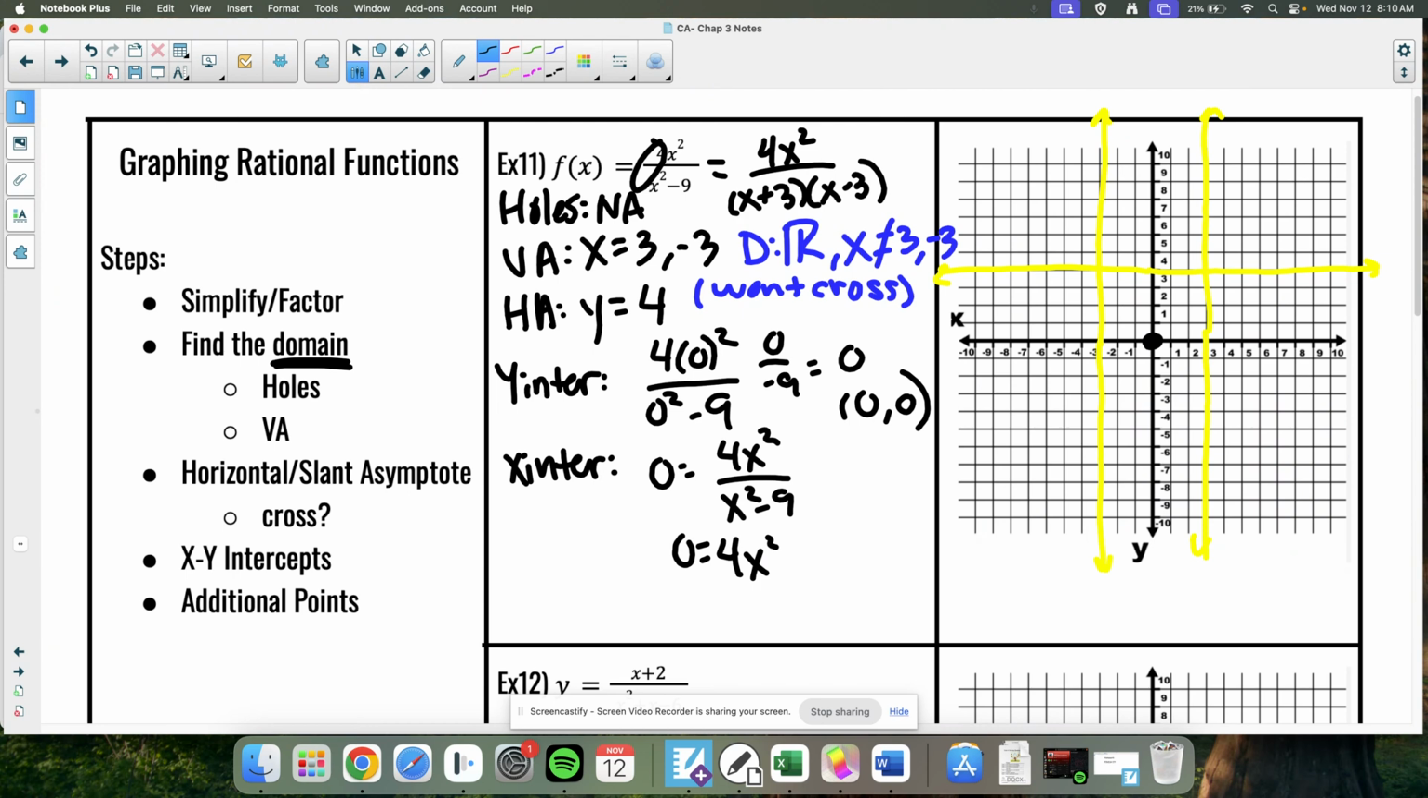How do you move the 4? Divide it. How do you undo the square? Square root it. So what does x equal? 0. Because 0 divided by 4 is going to be 0. Square root of 0 is 0. So where does this graph hit the x-axis? 0. Same point. That's fine.